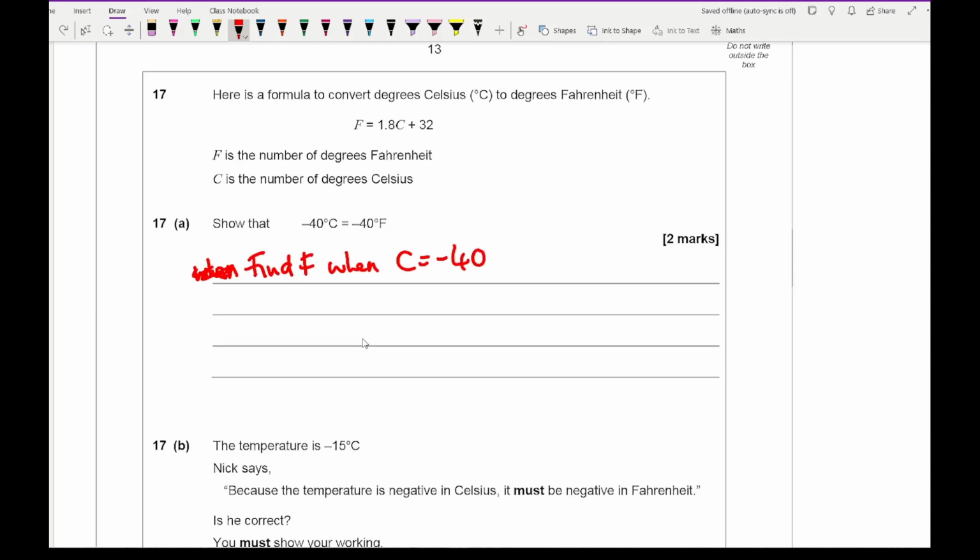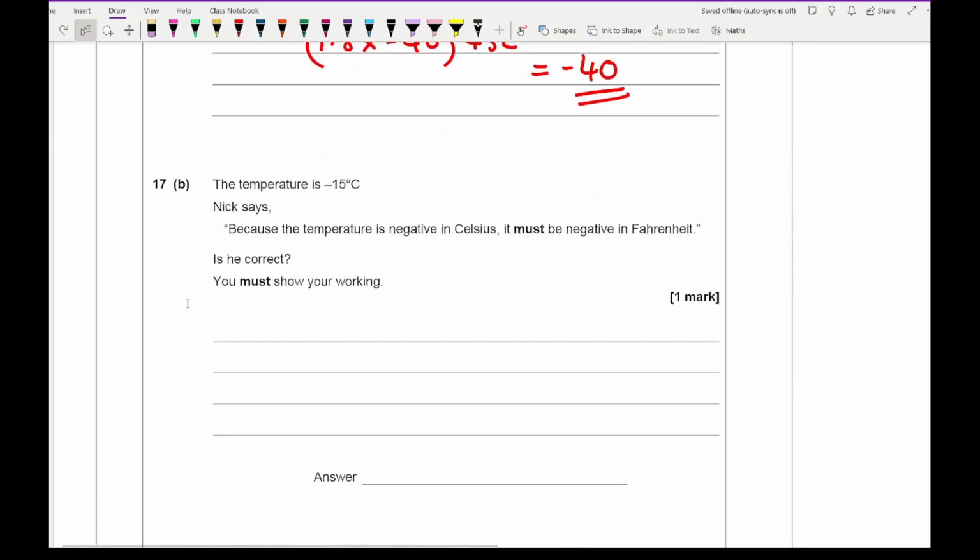So if I substitute minus 40 into this formula, I have 1.8 times minus 40, put that in brackets, plus 32, and if I type that into my calculator, it equals minus 40, which is basically what they've wanted me to prove.